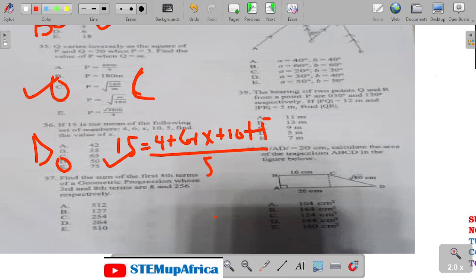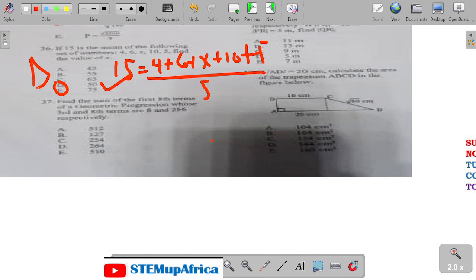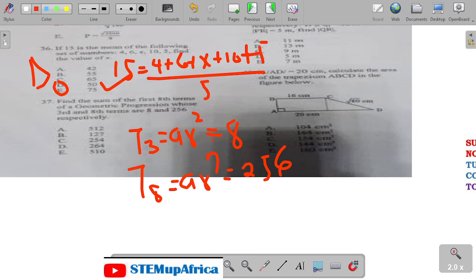Then it said, find the sum of the first 8 terms of a geometric sequence whose third term is 8 and eighth term is 256. The third term, T3, is a r squared, the value is 8. T8, which is a r to the power 7, the value is 256. So if I simplify, I'm going to have r to the power 5 equals 256 divided by 8.